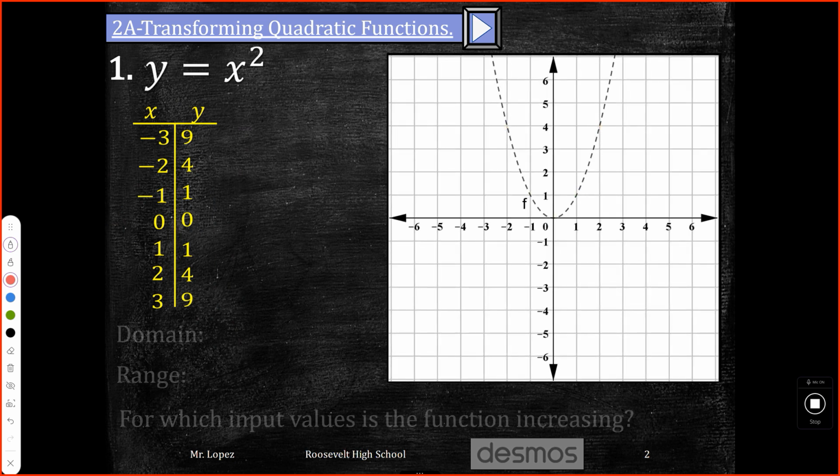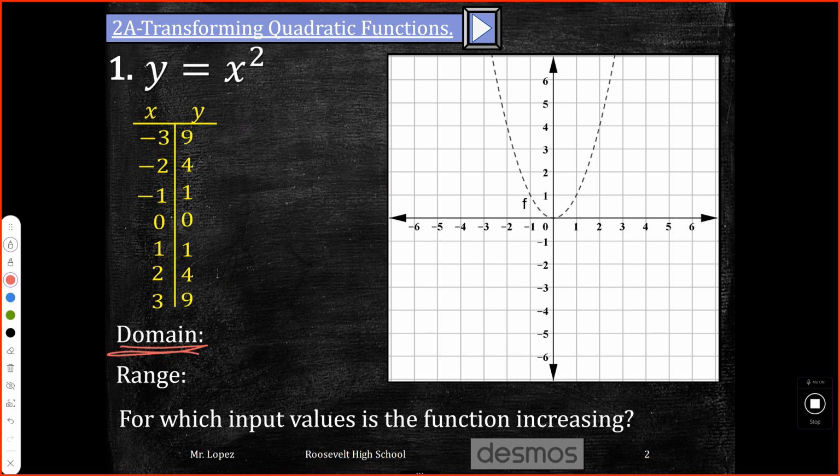The same as we did with the absolute value function, we need to find the domain. What are all the possible inputs for a quadratic? It's actually the same as the absolute value function. You can input all real numbers. The range deals with the outputs. It goes on forever up, and the lowest it goes, the minimum, is 0. So the range is y is greater than or equal to 0.